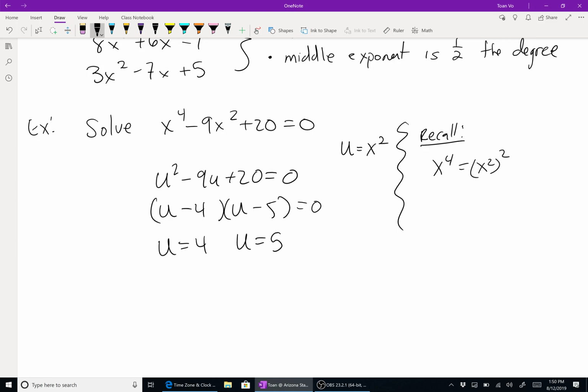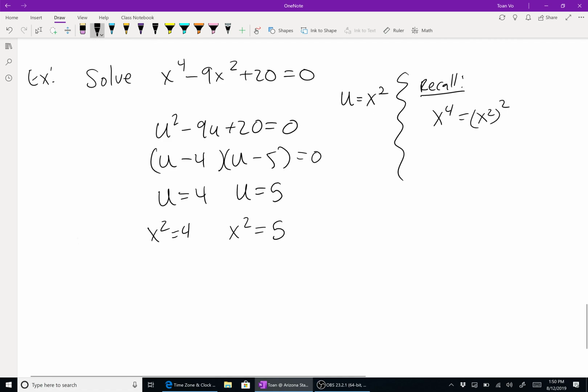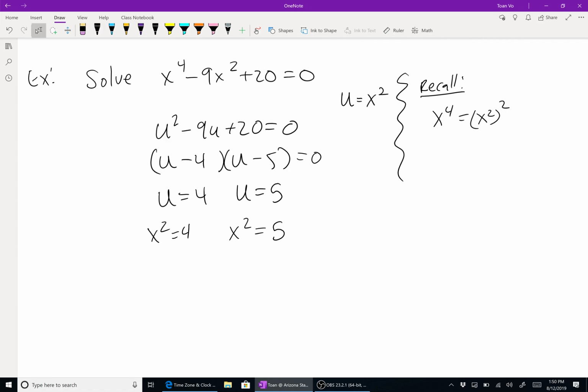Those are our answers for u. Unfortunately, I don't want u. I don't like u. I want x's because that was the original problem. So all you got to do is back substitute what the u was. So u was x squared. x squared equals 4, x squared equals 5. And then square root both sides. You're done. Go home. Be happy. x equals plus or minus 2. x equals plus or minus root 5.